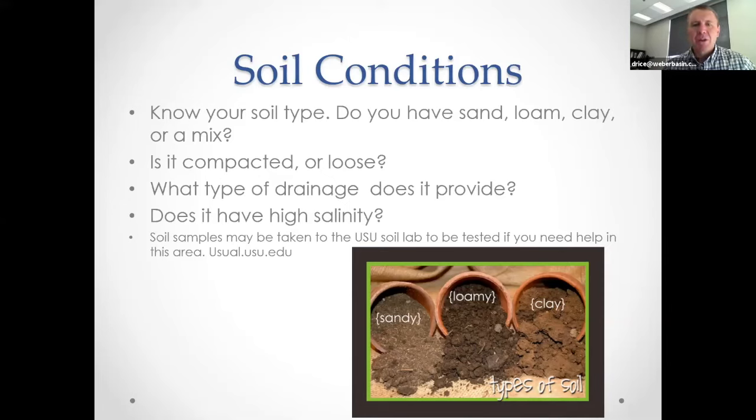Iron is one of those. You can get iron chlorosis in certain types of trees based on the soil chemistry. So it's really, really important. If you're worried about your soil, you can get a soil sample done through the USU Extension. They can tell you every single thing about your soils.